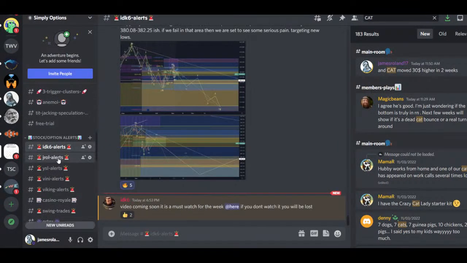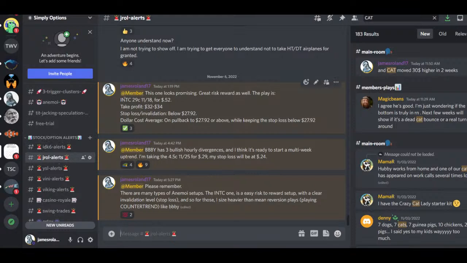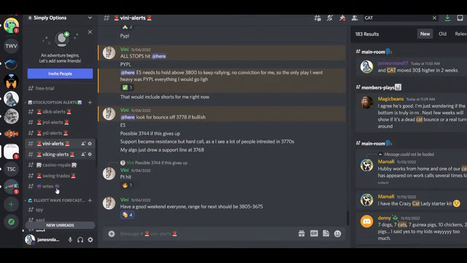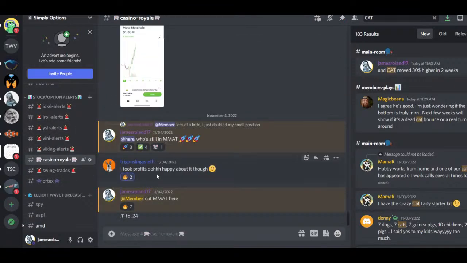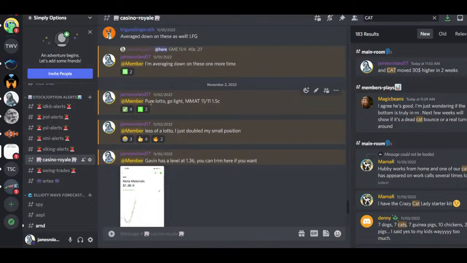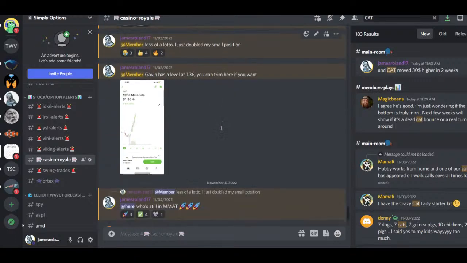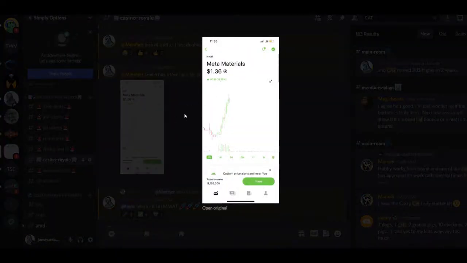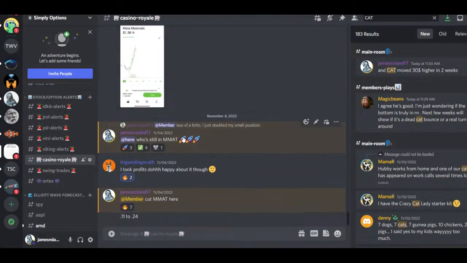And then we have Gavin's alerts. We have my alerts. These are some plays. So here's the INTC we're going long. BBBY we're going to take some weeklies. And then we have a couple of other people. We have Casino Real for lottos. Like here was MMAT, pure lotto, go light, MMAT 1.5C for 10 cents. Then I wrote less of a lotto. I just doubled my position. And then MMAT went up 18% in a day. So they went 11 to 24, over 100%. And that's when we cut.